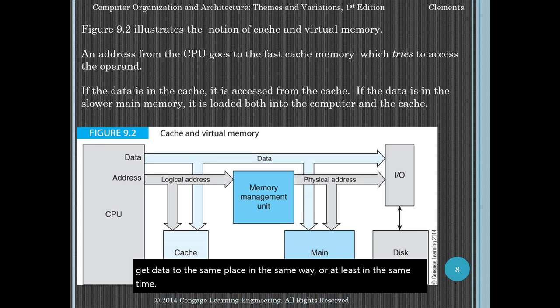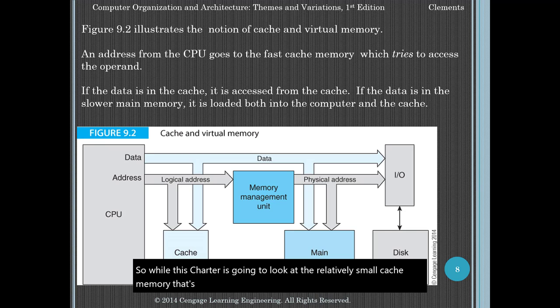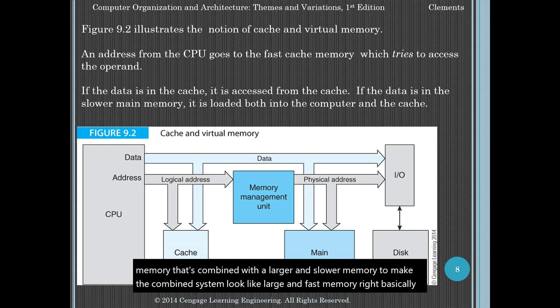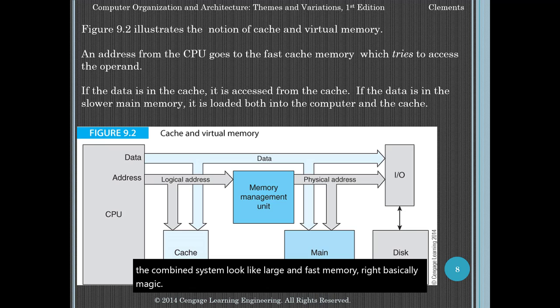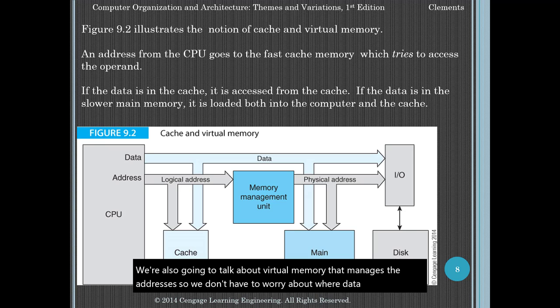So while this chapter is going to look at the relatively small cache memory that's combined with a larger and slower memory to make the combined system look like large and fast memory, right? Basically magic. We're also going to talk about virtual memory that manages the addresses so we don't have to worry about where data is in memory and allows us to run several programs simultaneously in different regions of memory and automatically loads data from disk when the computer needs it.